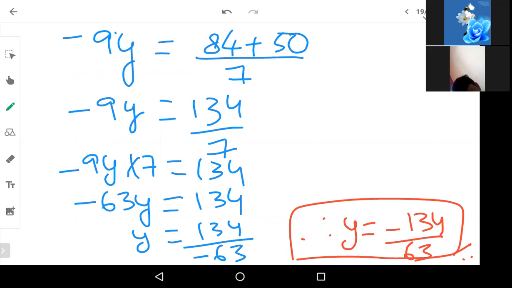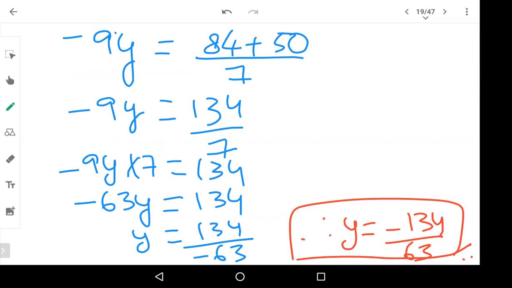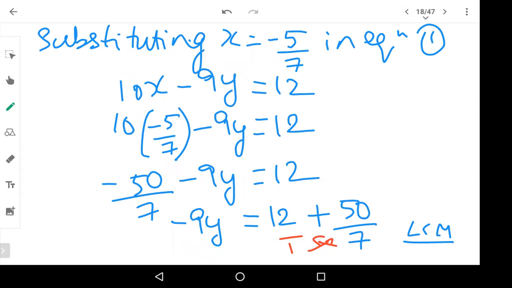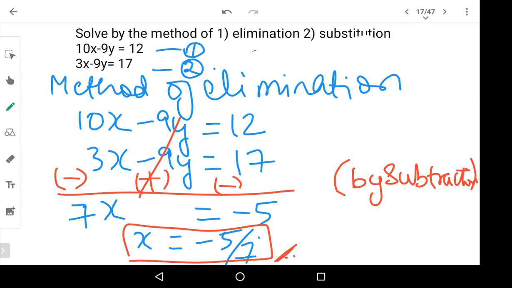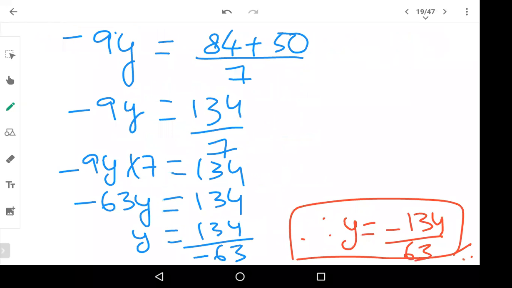Now, if you simplify this and if you have got the answer, okay, good. This is the basic format that you get. But after this, if you have simplified this and then you have got the answer, then it is fine. Okay. So what are the answers that we have got? x is equal to minus 5 by 7 and y is equal to minus 134 by 63.